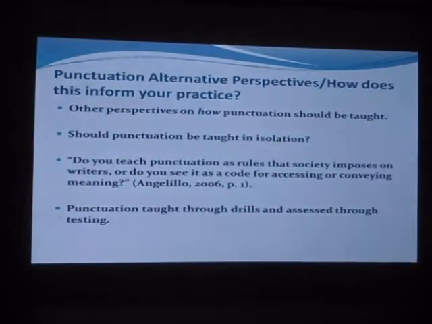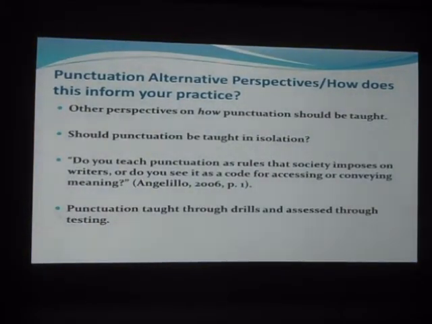There are not many alternative perspectives as to what punctuation should be taught, but rather how punctuation should be taught in classrooms. Alternative perspectives which have also been raised: should students be taught punctuation in isolation, or do you believe that it should be integrated into all learning whenever the opportunity arises? Do you teach punctuation as rules that society imposes on writers, or do you see it as a code for accessing or conveying meaning?